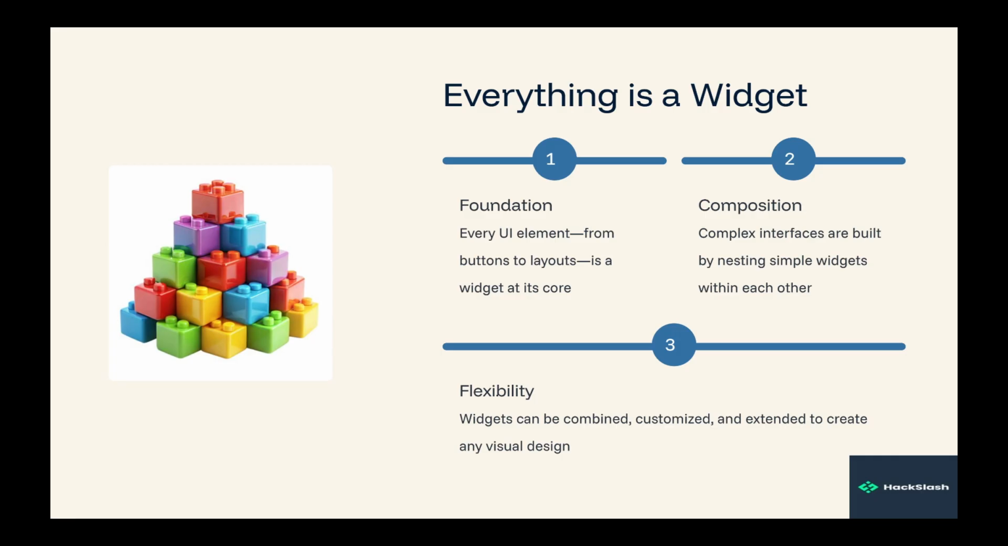So everything in Flutter is a widget. You can think of a widget as a Lego block. You can layer different Lego blocks one upon another to make different structures. Flutter is not very much different from Lego blocks. You layer widget upon widget in a widget tree to form your apps and your front-end UI. So every UI element from buttons to layouts is a widget at its core. Composition: complex interfaces are built by nesting simple widgets within each other. Also flexibility: widgets can be combined, customized, and extended to create any visual design.